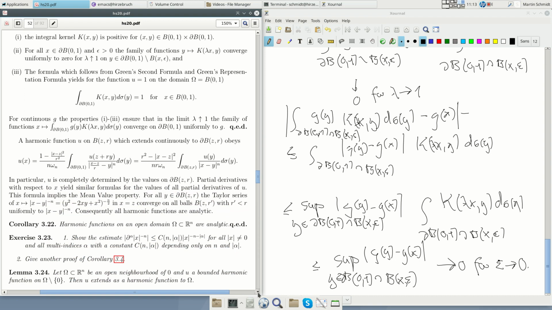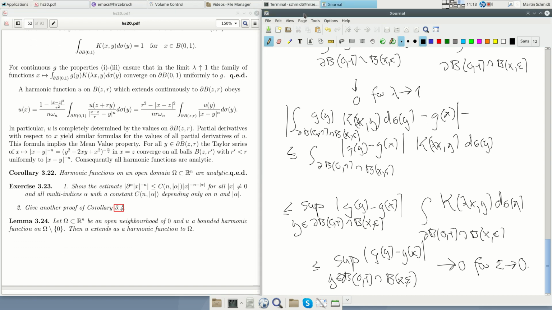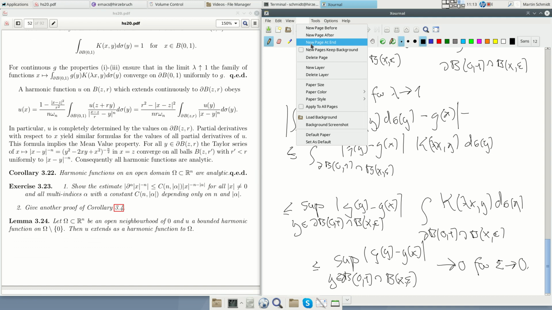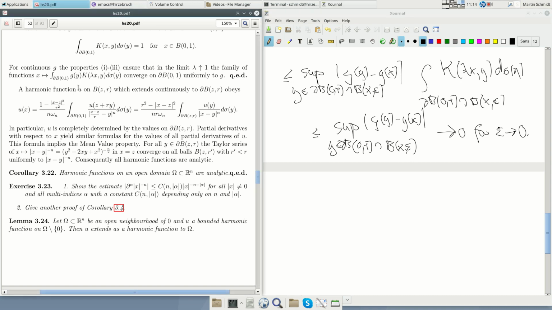Now this has some nice consequences. First consequence: what is the first consequence of the Poisson representation formula? If u is a harmonic function on the ball, which extends continuously to the boundary, then we clearly have only the first term, so we have this formula.